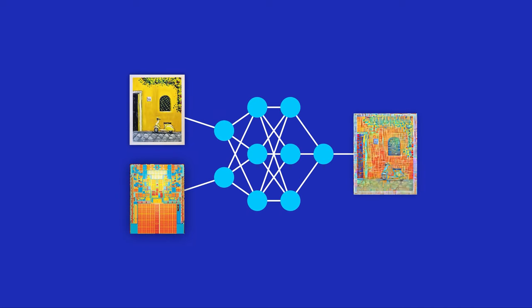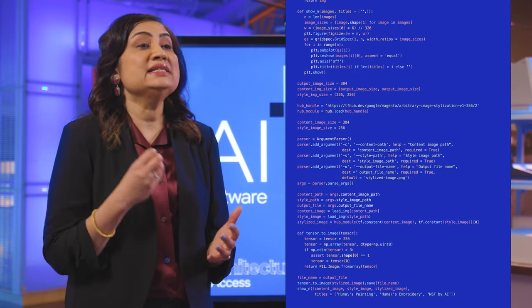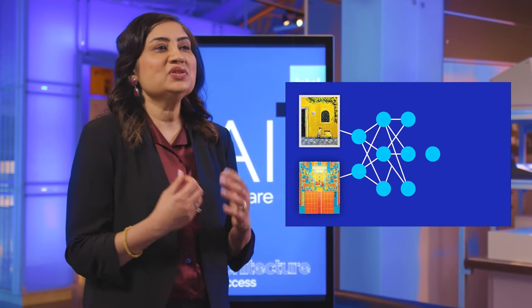So the output image, as you can see, looks like the content image, but painted in the style of the reference image. This can be done in under 100 lines of code, and generating the restyled painting is nearly instantaneous thanks to the software optimizations.